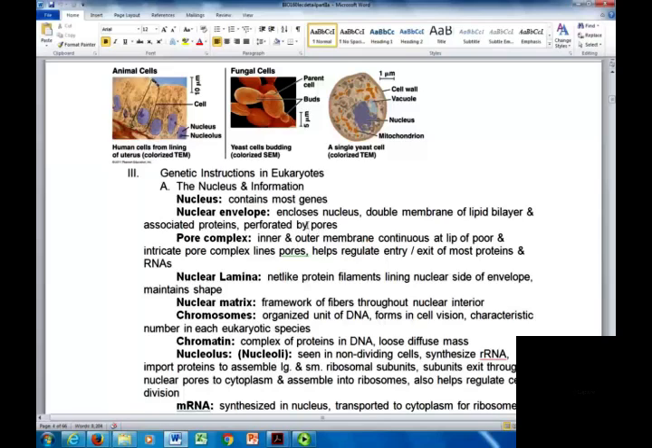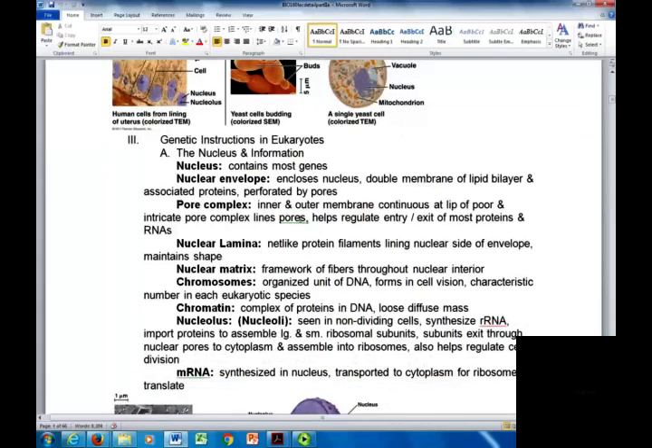The pore complex is going to have the inner and outer membrane be continuous with the lip of the pore. And then you'll have an intricate pore complex that will line the pores. And this is going to help regulate what goes in and out of the nucleus. Most are going to be proteins and RNAs.